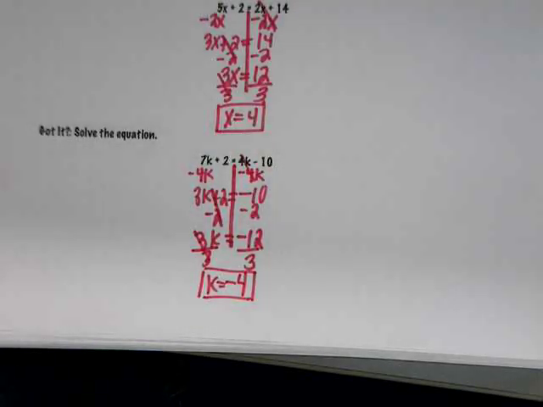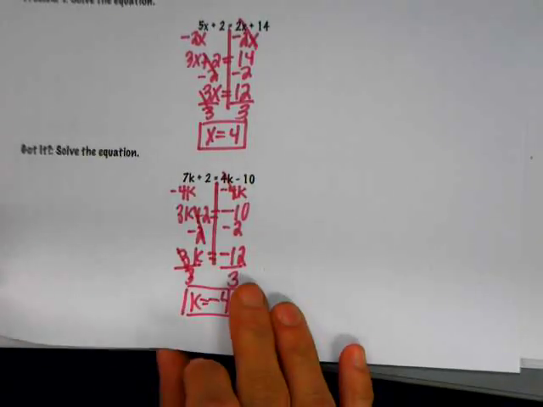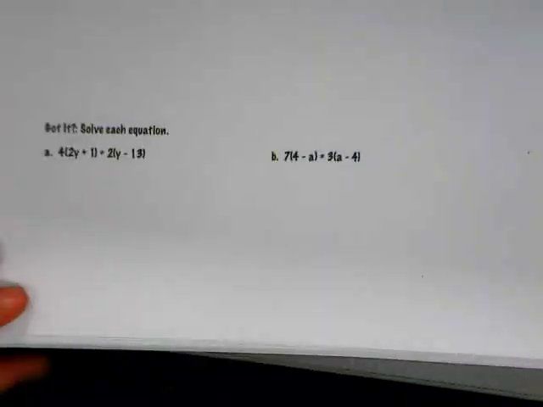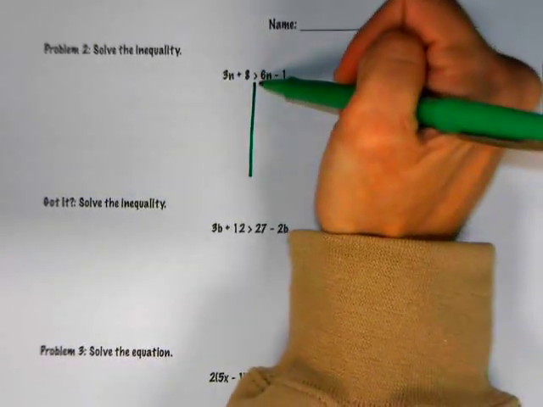So now we're going to do the same thing, but just with inequalities, okay? Just to practice in case we multiply or divide by negative. All right, problem 2. So still nothing to simplify, so we're just going to start. So I'm going to move the 6n over.